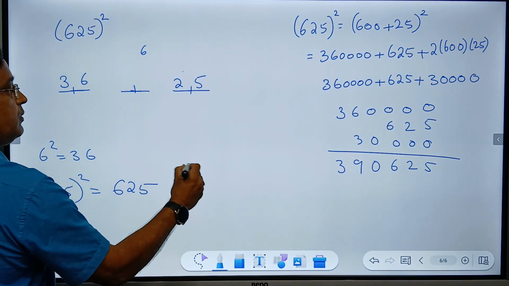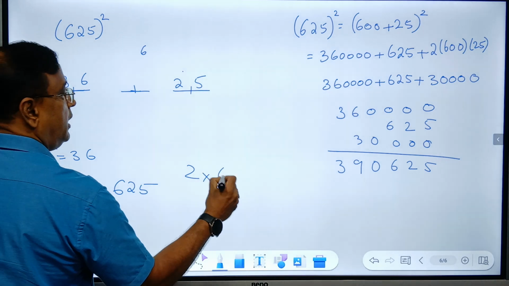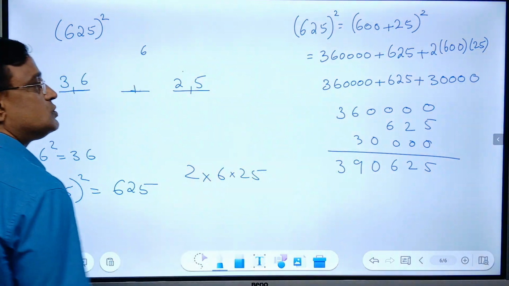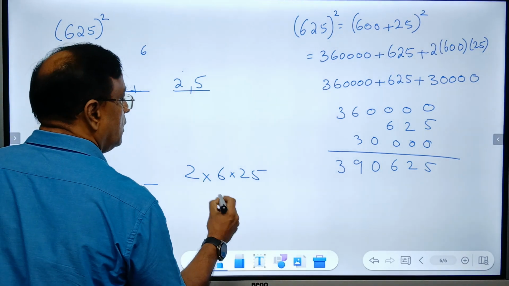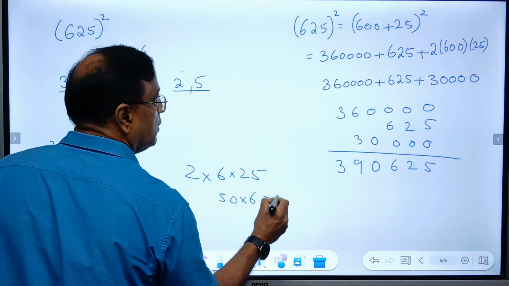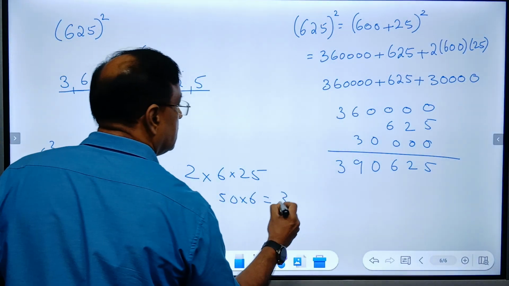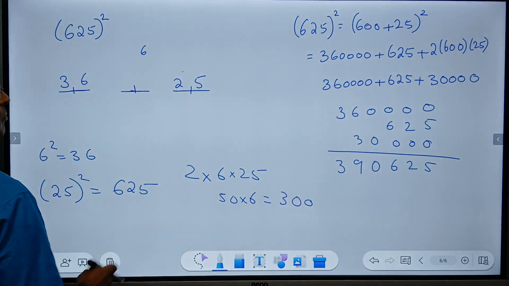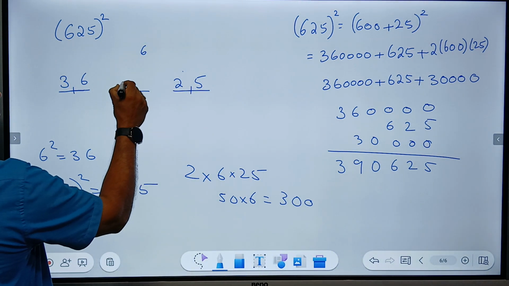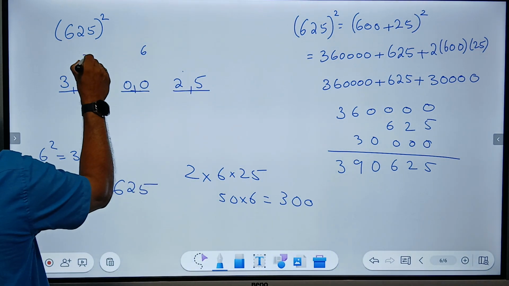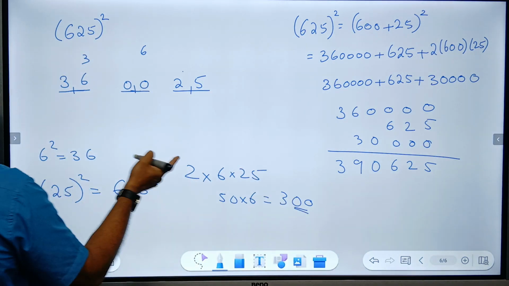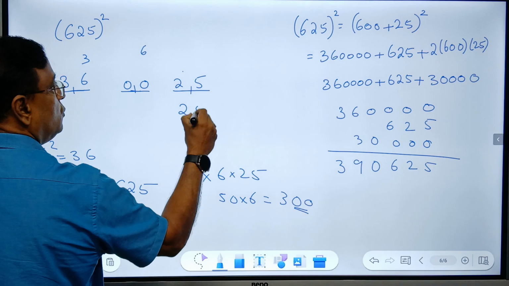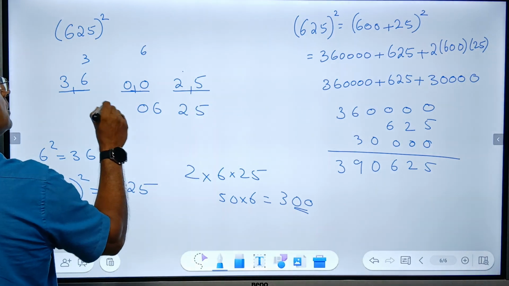Now it is 2ab. What is 2ab? 50 into 6. It will be 300. Correct? But I can't put 300 there. So what do you do? Put 2 zeros and carry 3. Add them. 390625.